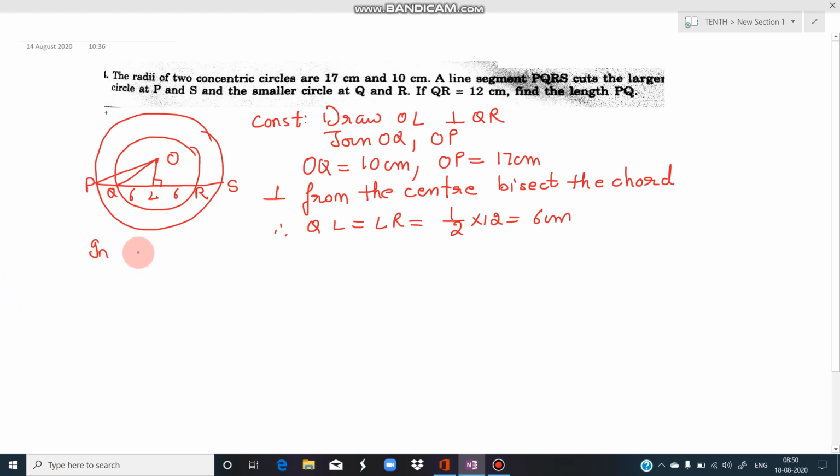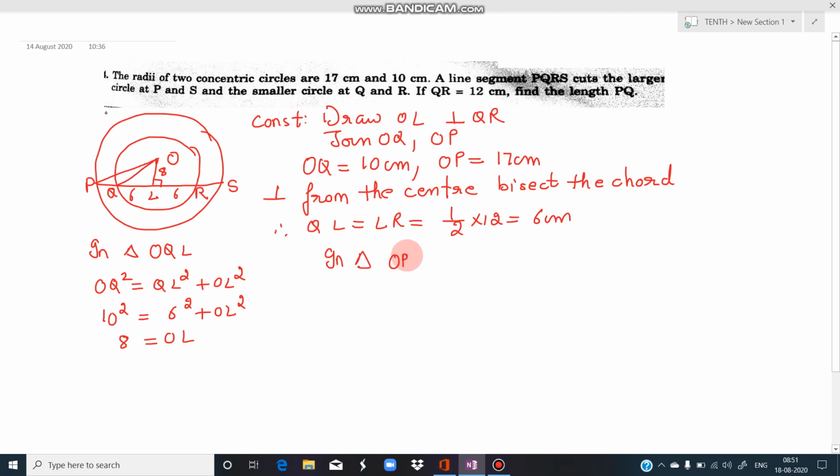Now we take the triangle OQL and we apply Pythagoras theorem. OQ square is equal to QL square plus OL square. OQ is radius, QL is 6 and OL we don't know. So from here we are getting that OL is 8 centimeter.